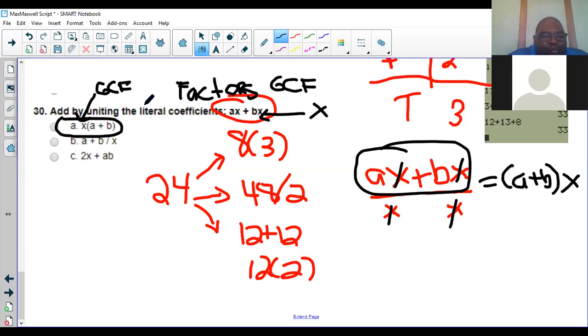So, although this is highly symbolic because we don't have a lot of numbers to work with, it's really the same thought process. What can we pull out? What can we factor out? And when we say factor, we're unmultiplying, we're dividing.